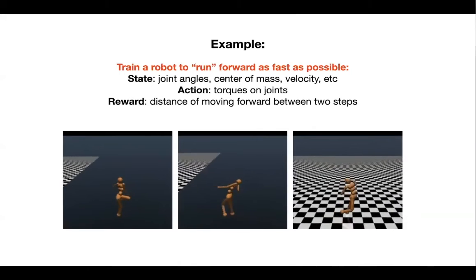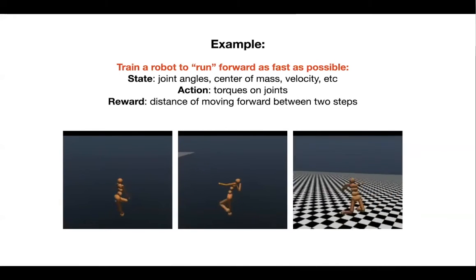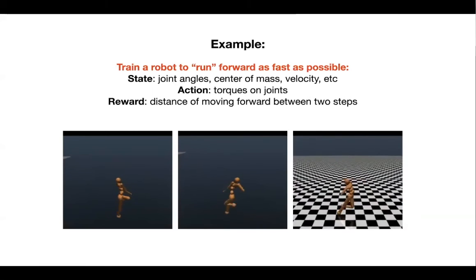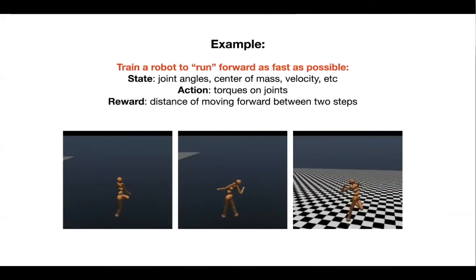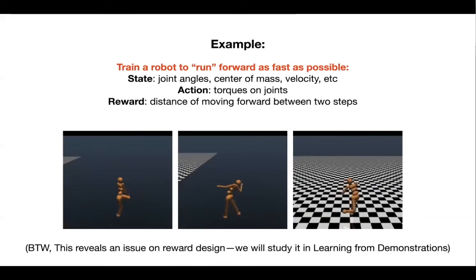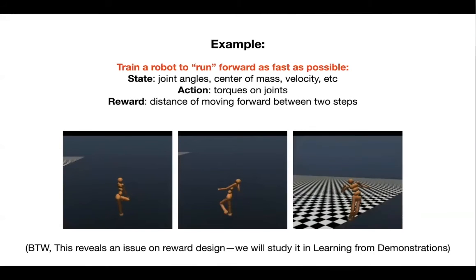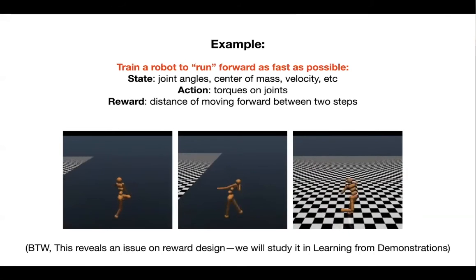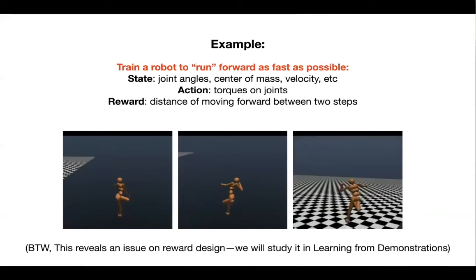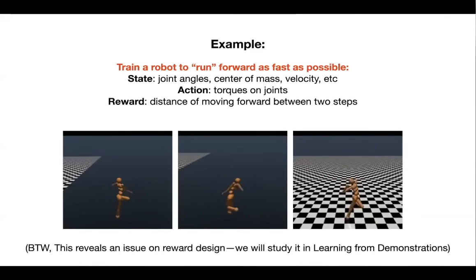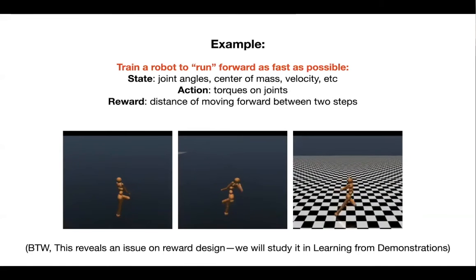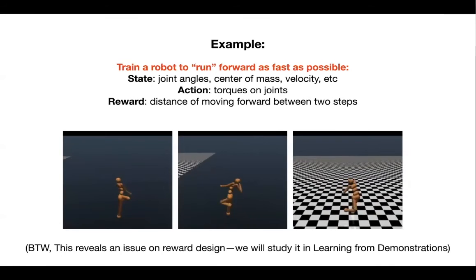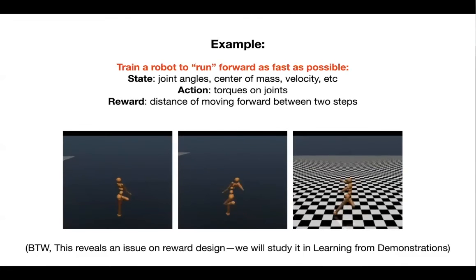Right. So these are just some interesting videos for training this humanoid robot to move forward as fast as possible. All right. So this actually reveals an issue on the reward design. Remember, if we're trying to apply a reinforcement learning algorithm to some application, we have to design the reward function, right? So this actually reveals the issue of reward design. We will study how to do reward design more properly when we get to the topic on learning from demonstrations.